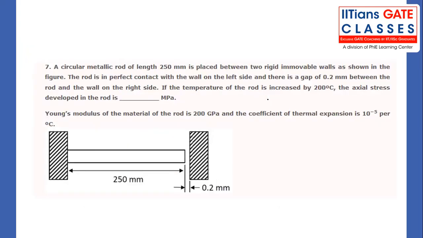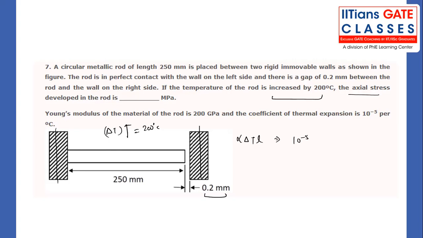A circular metallic rod of length L, that is 250 mm, is placed between two immobile walls, right? Immobile means that the support is just like a rigid support. The rod can only deform up to 0.2 mm. Now we have to find the axial stress which is developed because the temperature has been changed. As you can see, the rod temperature has been increased by 200 degrees centigrade. So first of all, calculate alpha into delta T into L.